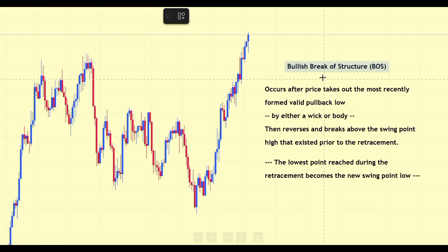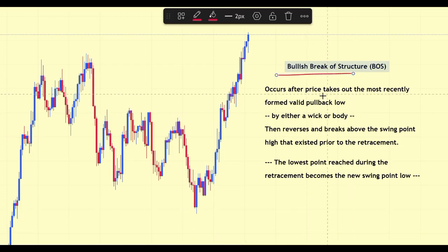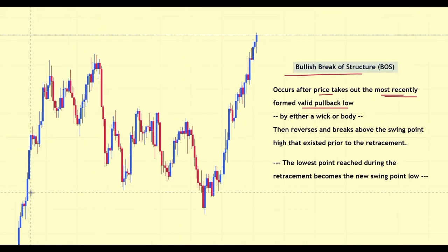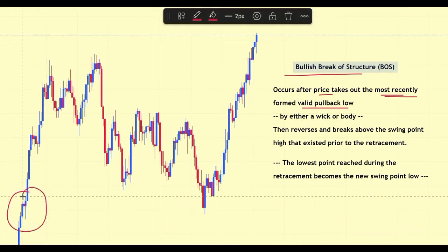Okay, so in true SMC, a bullish break of structure occurs after price takes out the most recently formed valid pullback low. The keyword here is recently. So if we get into this chart, we can clearly see that this one here is a valid pullback. So this here is the valid pullback low. Again, we can clearly see another valid pullback, and this one here is the valid pullback low.